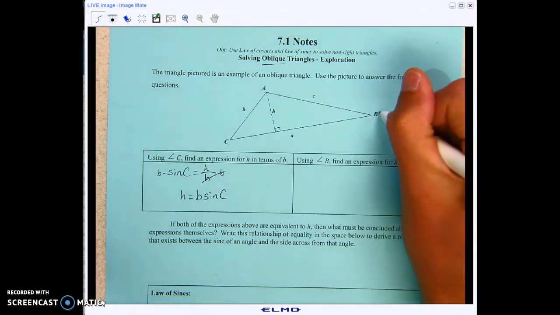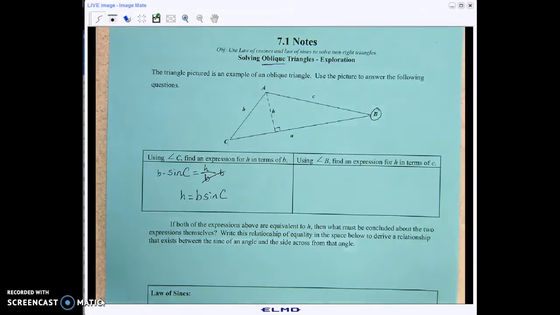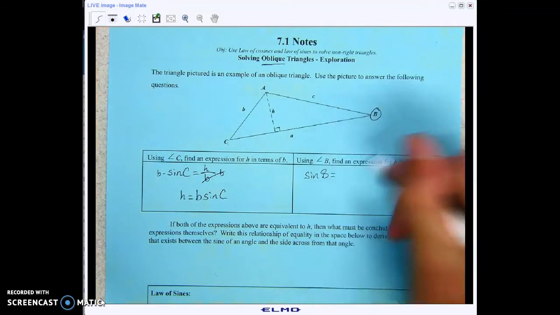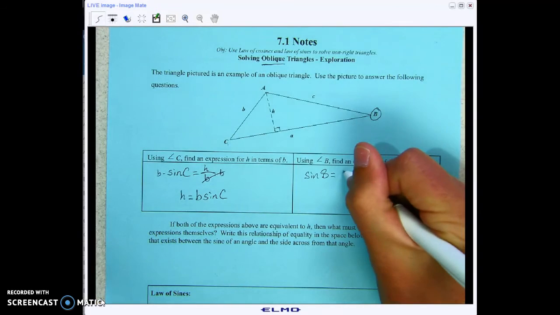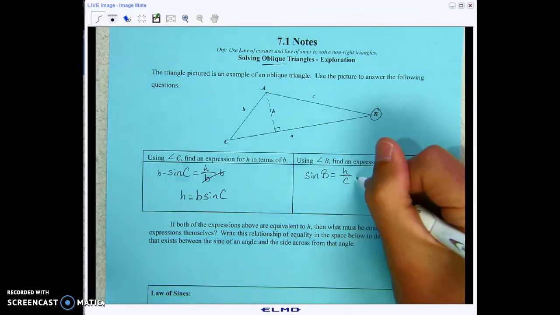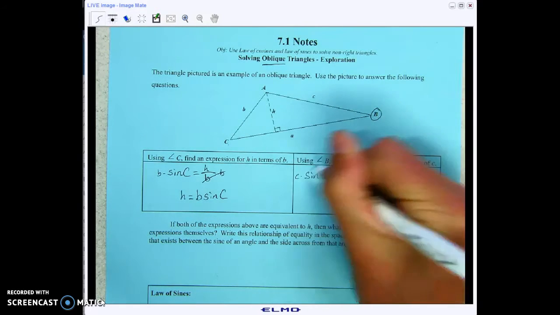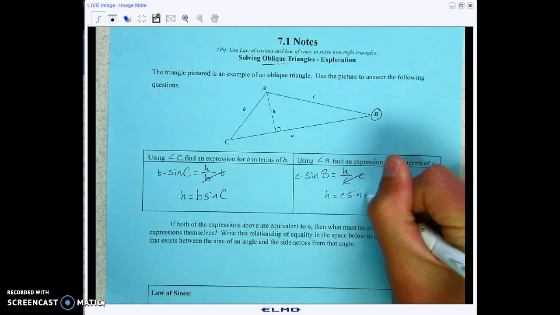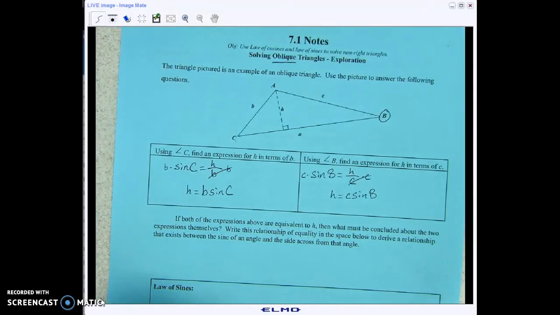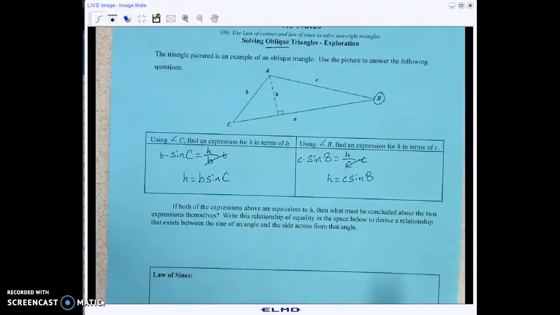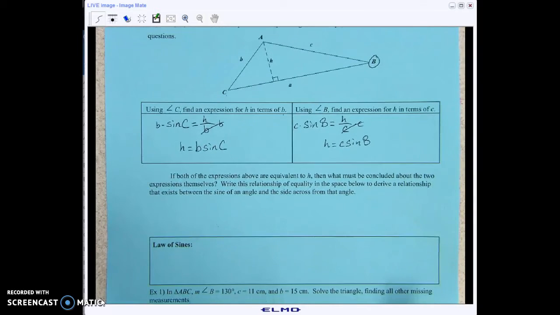Next it says using angle B, we need to find an expression for H in terms of C. So we're going to do the same thing. We notice that the sine of angle B is equal to side H divided by side C. To get H by itself, we're going to multiply both sides by C. Okay, so H is equal to C sine B. So now that we have H in terms of both B on the left and C on the right, we can do another thing with that, right?